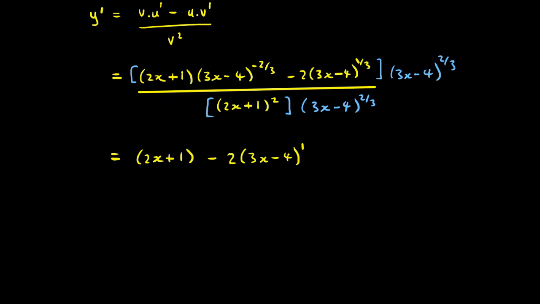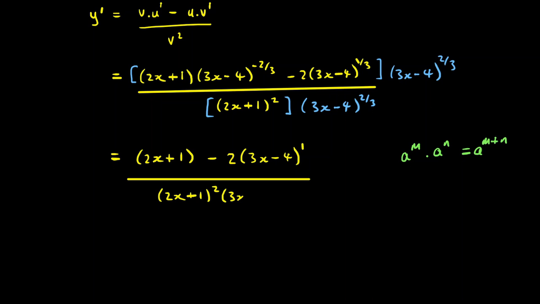If you're not entirely sure about that, the rule is if we've got a to the power of m times a to the power of n, that's equal to a to the power of m plus n. We add up those powers. And then lastly, on the denominator, what we're going to get is 2x plus 1 squared times 3x minus 4 to the power of 2/3.